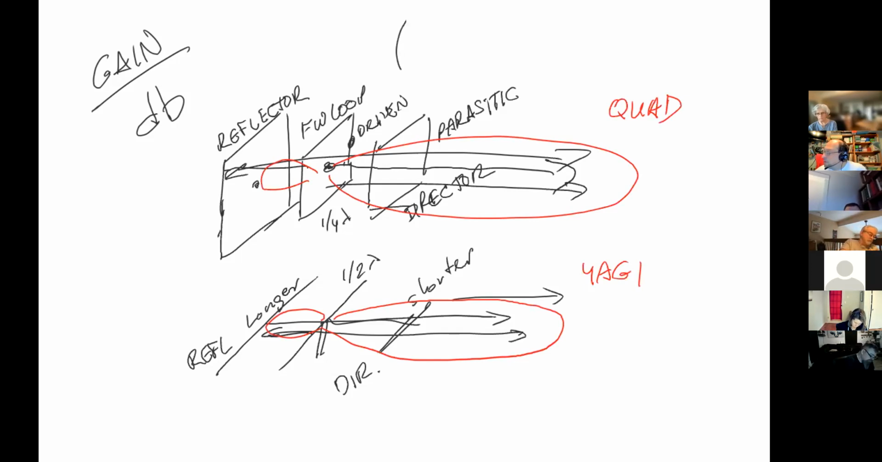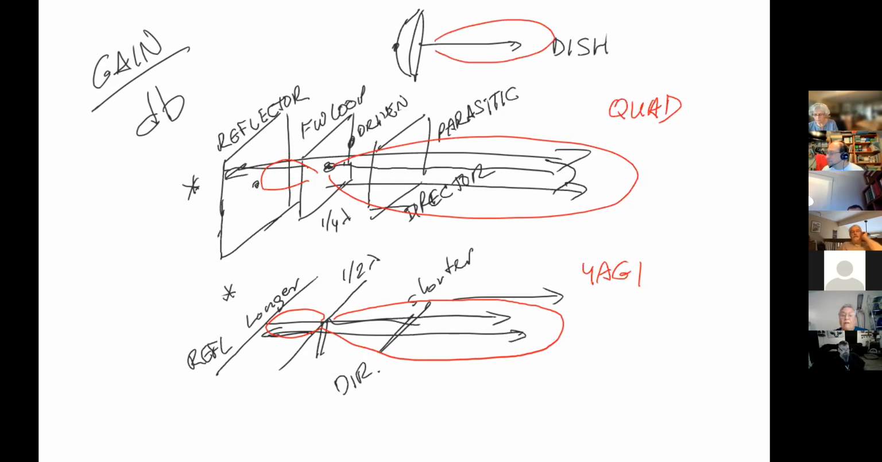Now, here's another one. Everyone's familiar with this kind of antenna. What's that called? That's a dish. That's also a directional antenna. Aren't these all beam antennas? Well, actually, these guys are beam antennas, and the dish is a dish. But they're all directional antennas. They all concentrate the energy in the forward direction.